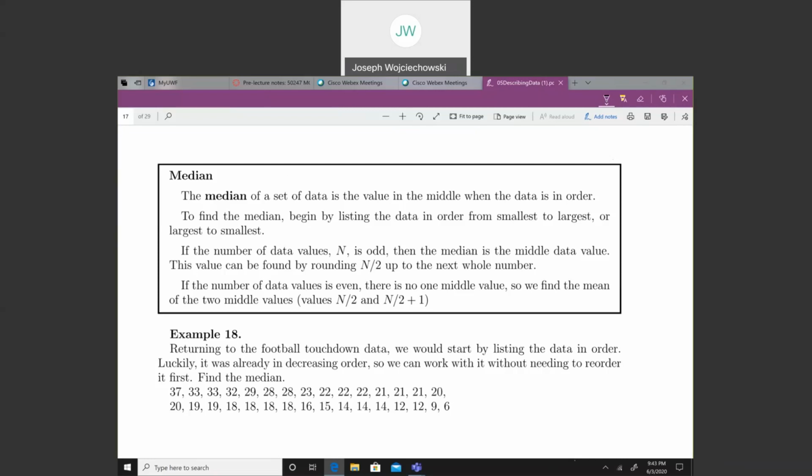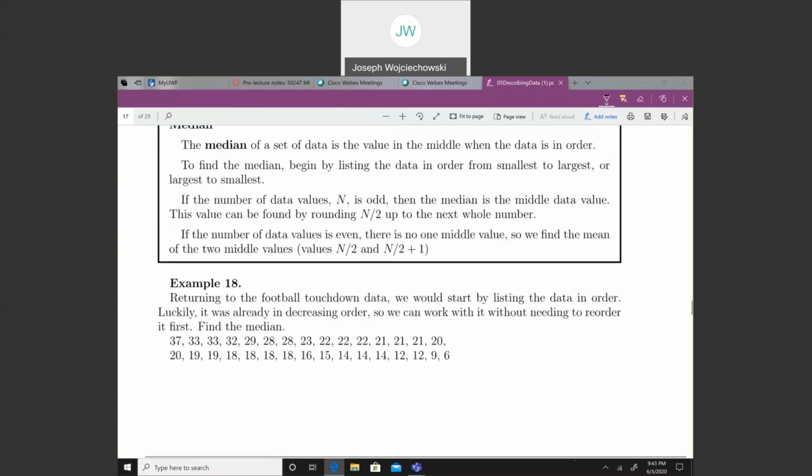This value can be found by rounding n divided by 2 up to the next whole number. If the number of data values is even, there is no one middle value. So we find the mean of the two middle values, the value n divided by 2 and the value n divided by 2 plus 1. So let's go back to our football touchdown data.